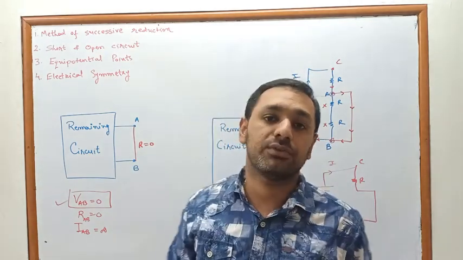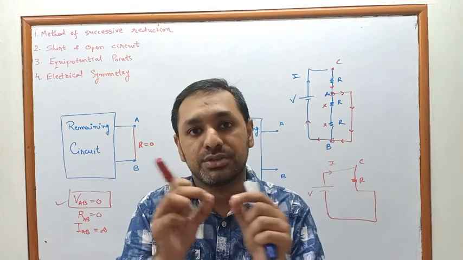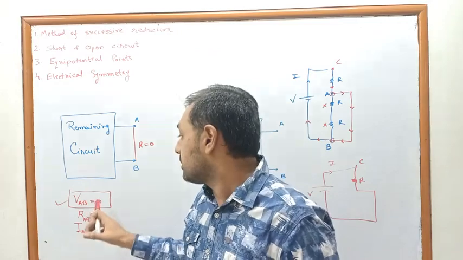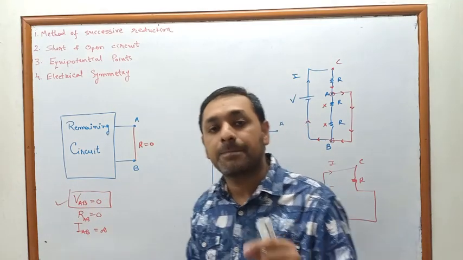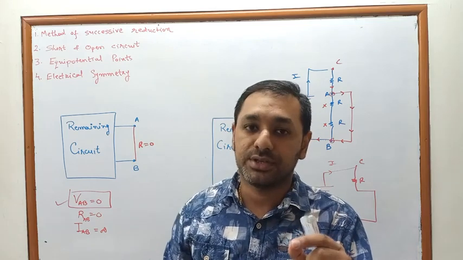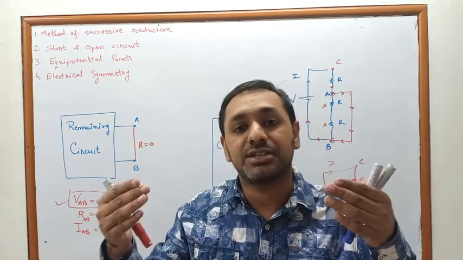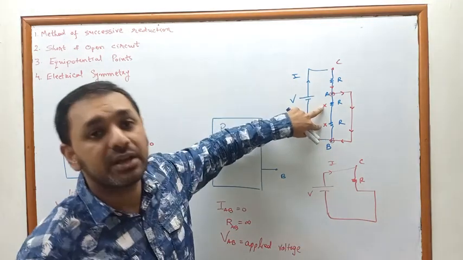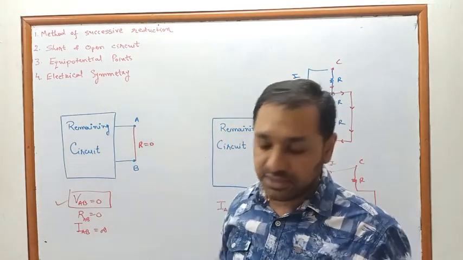When we discuss our numericals, we will try to find points which are short circuited or have zero potential difference between them. If we find any two points with zero potential difference, we can join them, or we can remove this circuit. Fine. So this is what short circuit is.